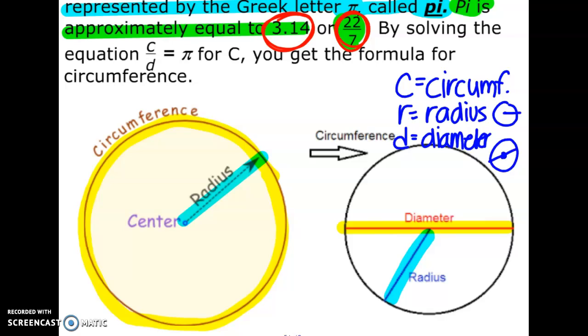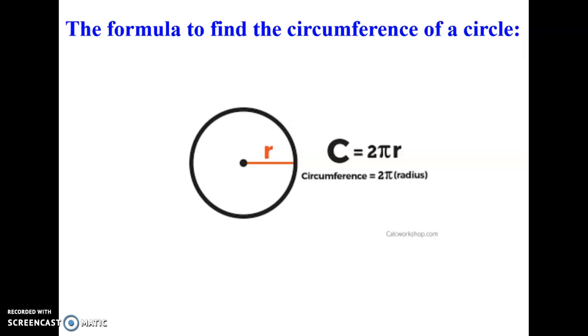Okay, so for our formula for today to find the circumference, I'd like you to write this at the top of your piece of paper. The formula is circumference equals 2 times pi times the radius: C = 2πr. Now, there's another formula you can also use.